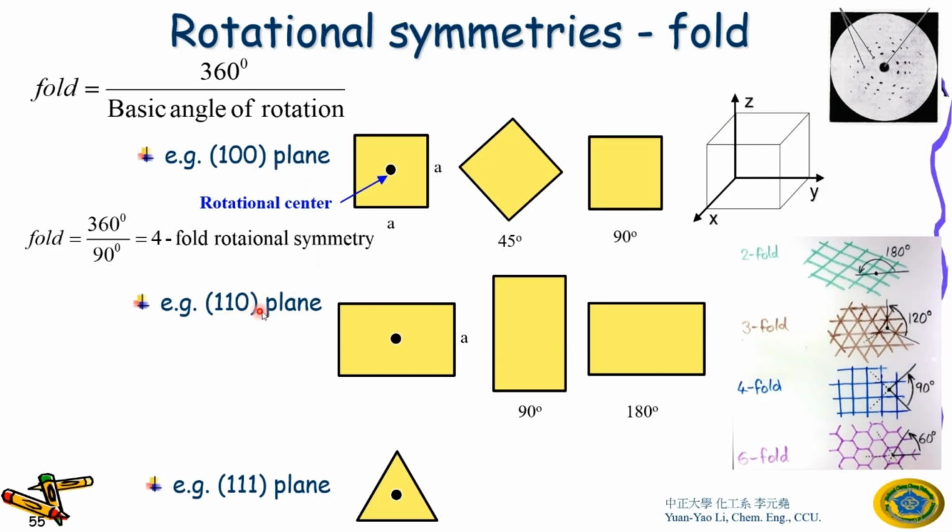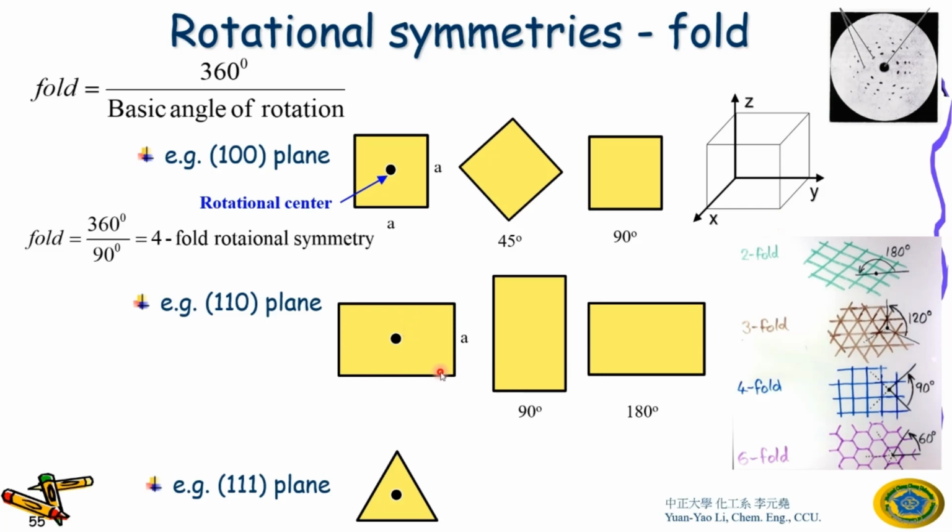How about 110? 110 is this one. 110, right? 0 means infinite. So you are looking at this plane. So this is not a cube. This is not a square. The length of the x-axis and the length of the y-axis are different, right?